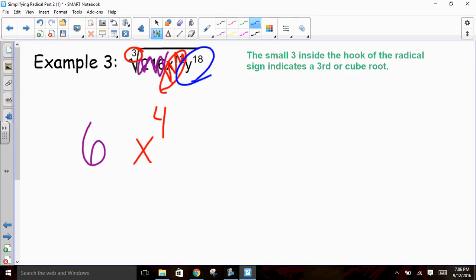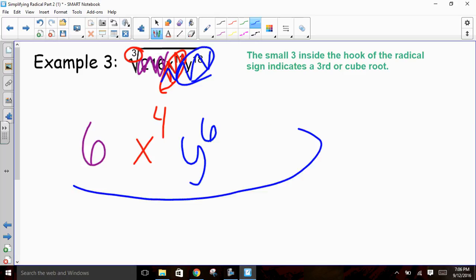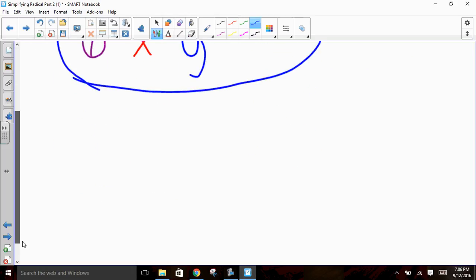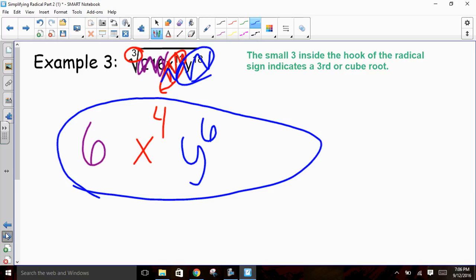What about y to the 18th? Can 18 be divisible by 3? Yep, I get 6. So I get y to the 6th. I used them all, so I can cross them out. So my color for answer on example number 3 is 6x to the 4th, y to the 6th. Couldn't remember if there's another example down there.